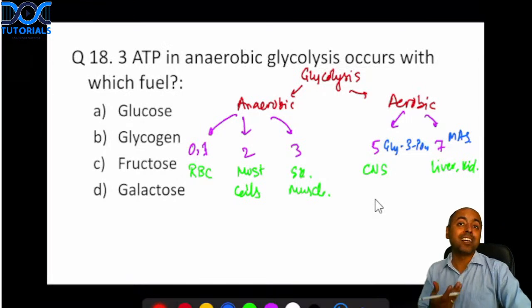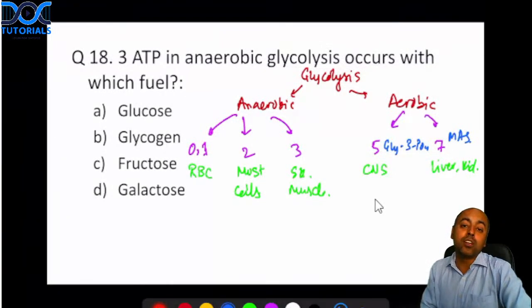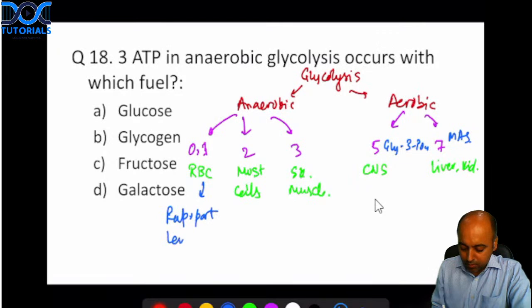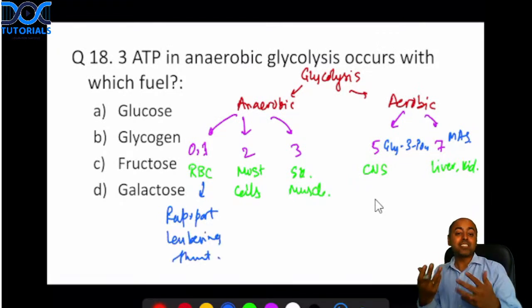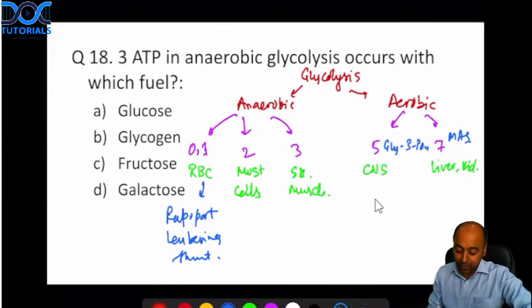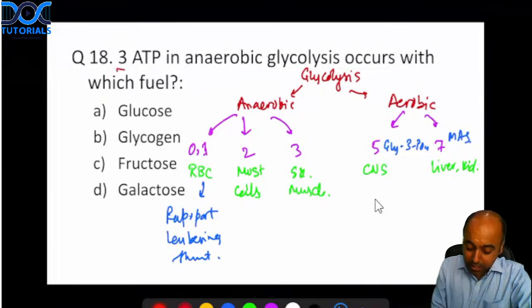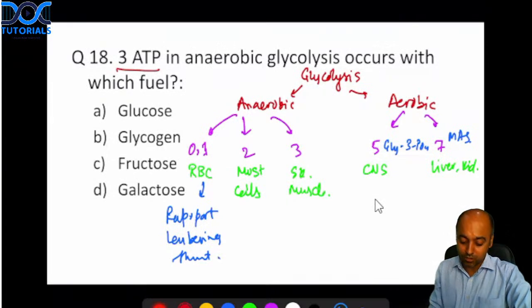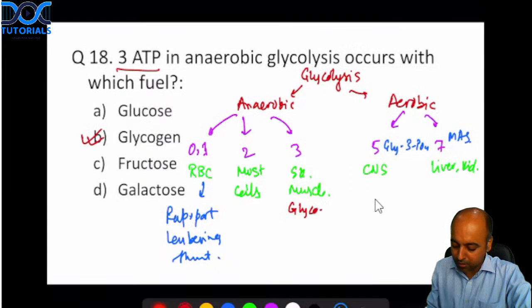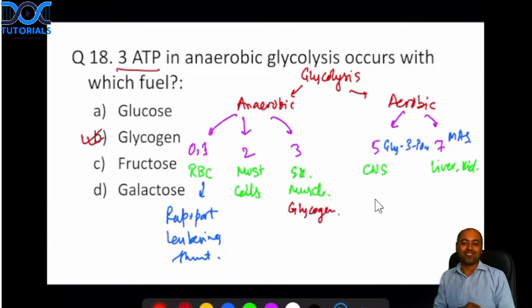In skeletal muscle, glycogen is providing the fuel, so less ATP required. And in RBC you have what is known as the Rapoport-Luebering shunt, which uses some of the available ATP. ATP formed is less. Okay, so 3 ATP in anaerobic glycolysis is coming from the glycogen.